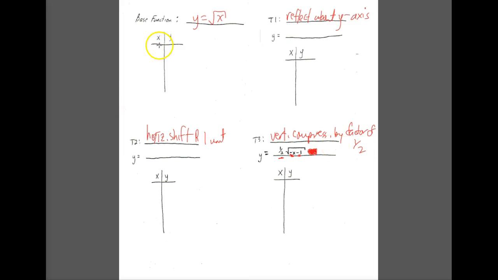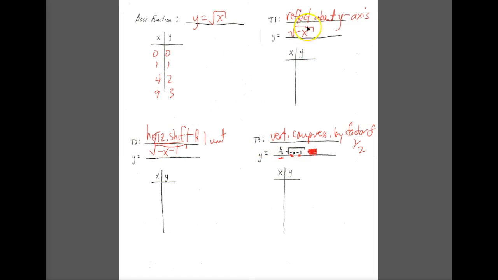So our key points again for square root of x: (0, 0), (1, 1), (4, 2), (9, 3). And so what this would morph into to start off would be y equals square root of negative x. And then the next transformation would be square root of negative x minus 1. I'll go ahead and put that there, make it look better. And then the last one would be, of course, with the 1/2 on there.